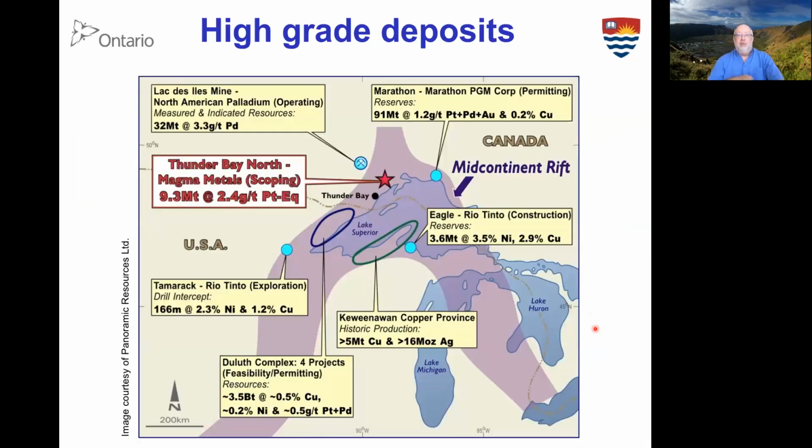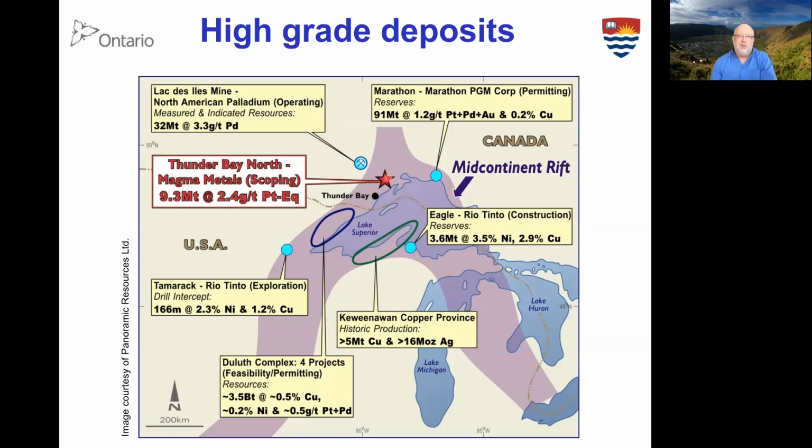What we're going to talk a little bit more about today, though, is the high-grade stuff. This map's a little deceptive. It's a little old as well. So Lac des Îles up here is a palladium mine. It's actually an Archean deposit, so it's not part of the Midcontinent Rift. We have resources out at Marathon, Eagle, which is now actively being mined. And then there's Tamarack, which is another Rio Tinto project. And then we're going to come up and talk about Thunder Bay North.